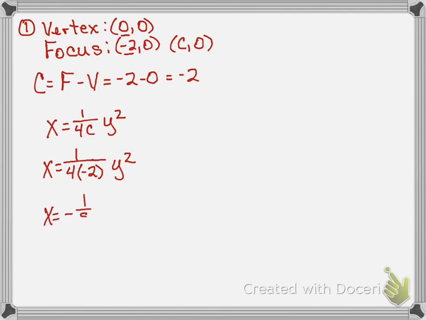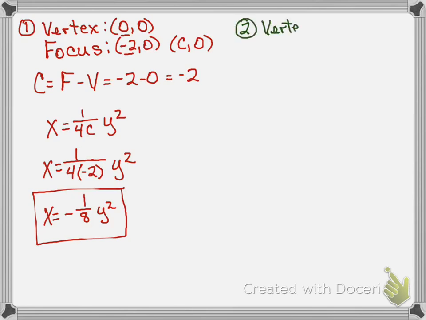We found the change in the x, so we end up with our equation using x equals, okay? x is 1/4C y squared. C is -2. We multiply the 4 times -2 and end up with x is -1/8 y squared.